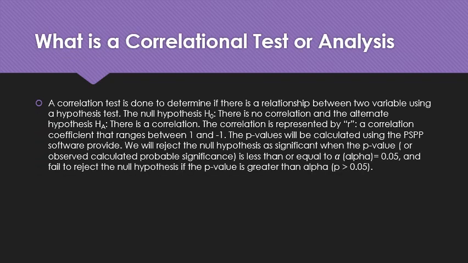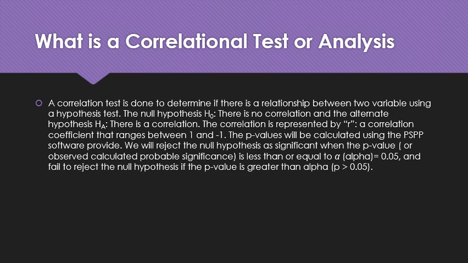So what is a correlation test or analysis? A correlation test is done to determine if there is a relationship between two variables using a hypothesis test. The null hypothesis states there is no correlation, and the alternate hypothesis states there is a correlation.